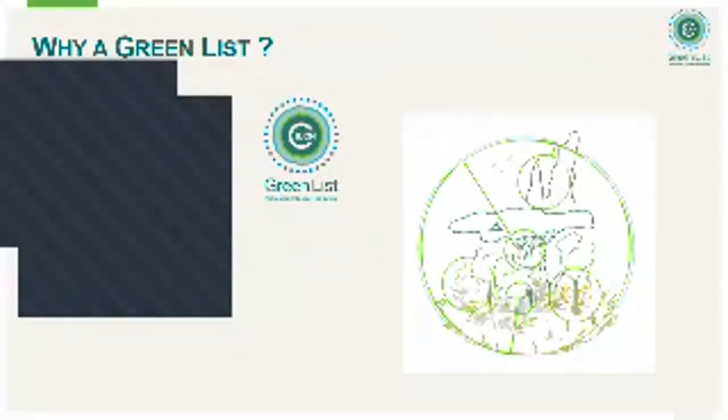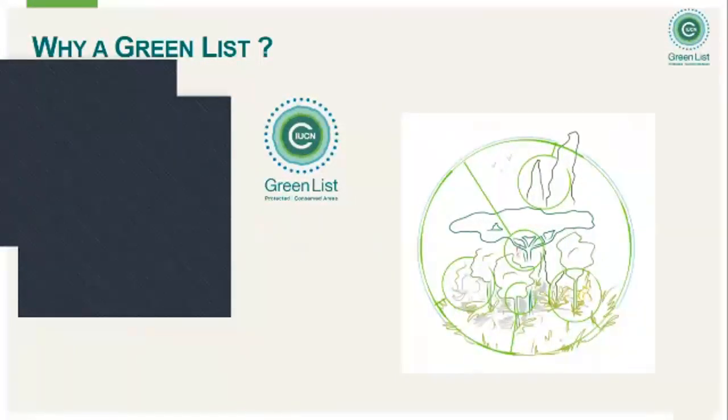So we said the Green List is about recognizing successful areas. Which areas are we talking about? We are actually talking about protected areas as per the IUCN definition, and conserved areas. So basically any area which is dedicated to conserving nature.